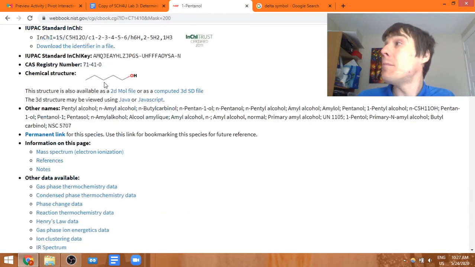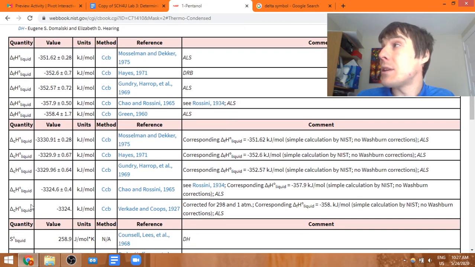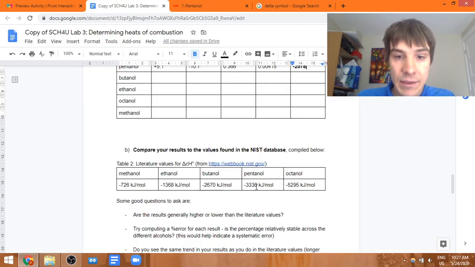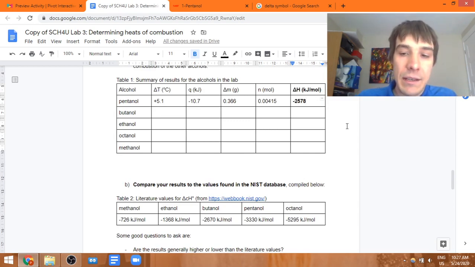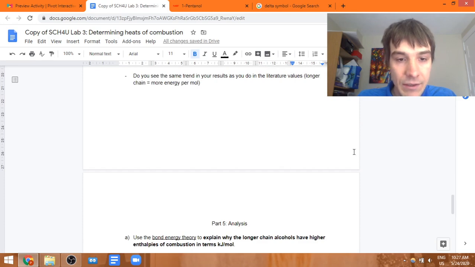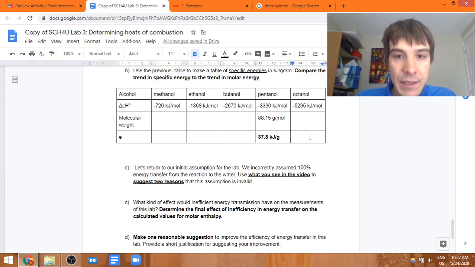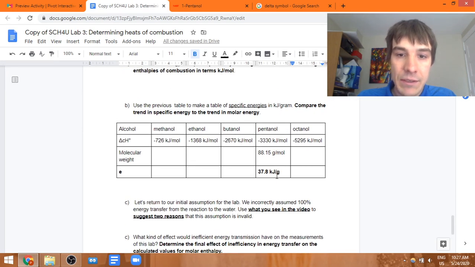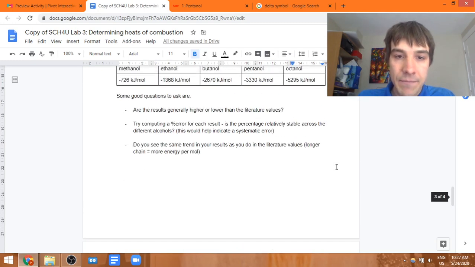Here's the measured values from the NIST database. If I go here, 1-pentanol, and I go condensed phase thermochemistry data, it'll actually give me the heat of combustion here at minus 3330, minus 3000, where I got minus 2578. You're going to talk about that in the discussion section about whether it's higher or lower. And the last piece here, which might be confusing for some people, is to turn it into kilojoules per gram instead of kilojoules per mole. I'll leave that to you guys. It's a little exercise in unit cancellation and figuring out how to get to kilojoules per gram. It's really not that bad.